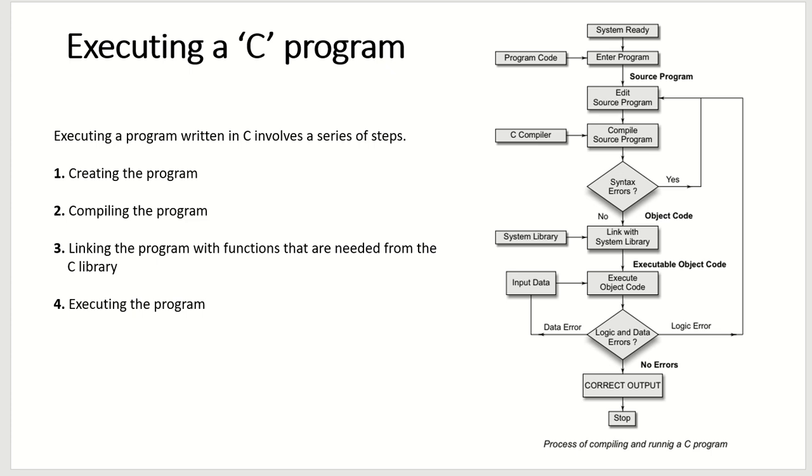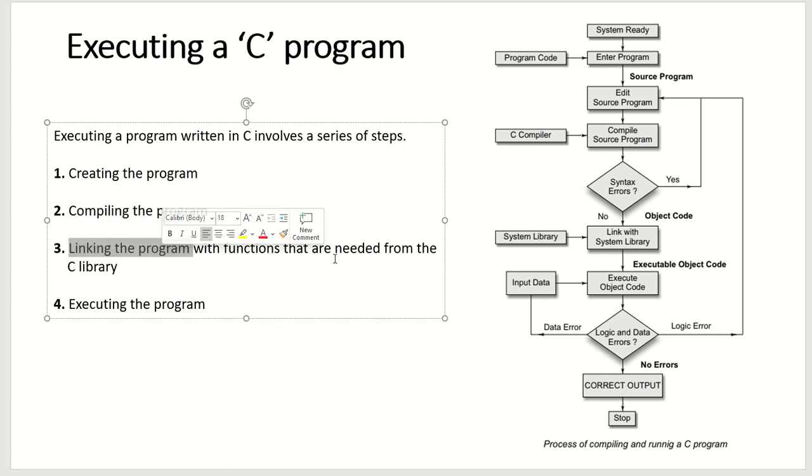And the last part of this video is executing a C program. Here is the flow chart, that is the process of compiling and also running a C program. First we will read this part. Executing a program written in C involves a series of steps. First you create or write a program, then you compile your program, then link the program with the functions that are needed from your C library. So you have to link also, and at the end you have to execute your program.